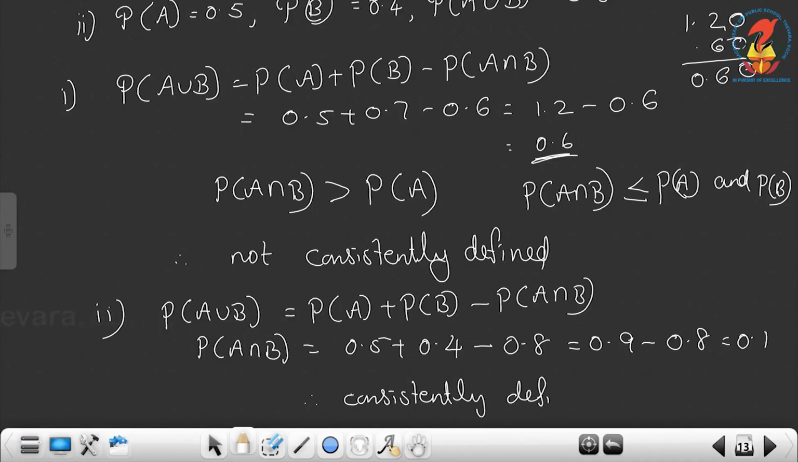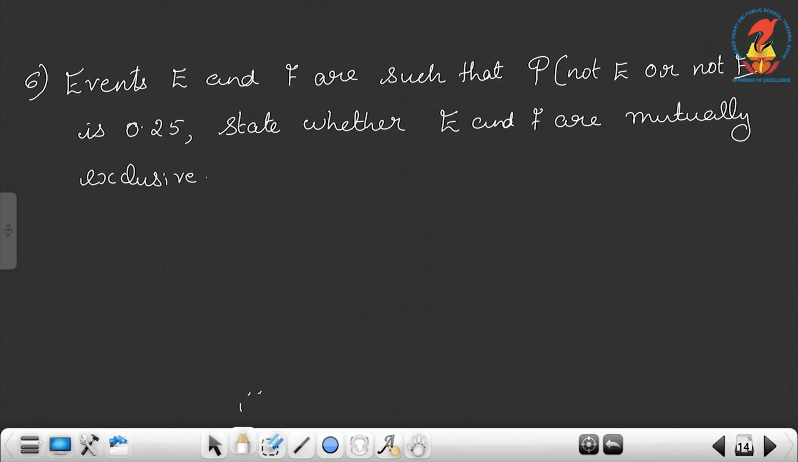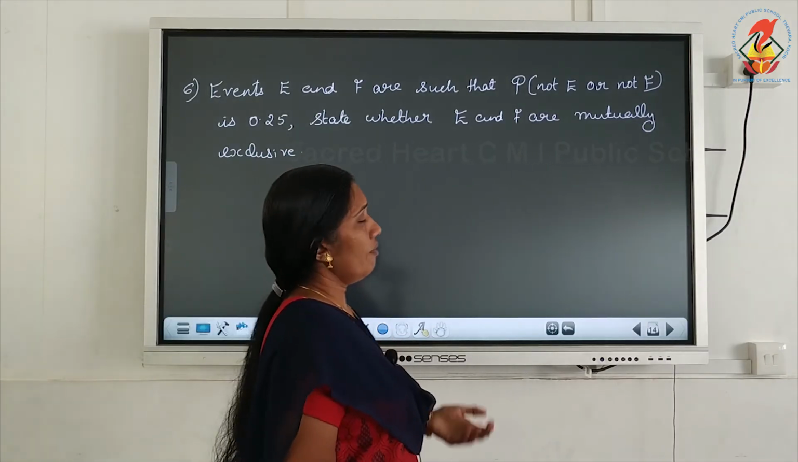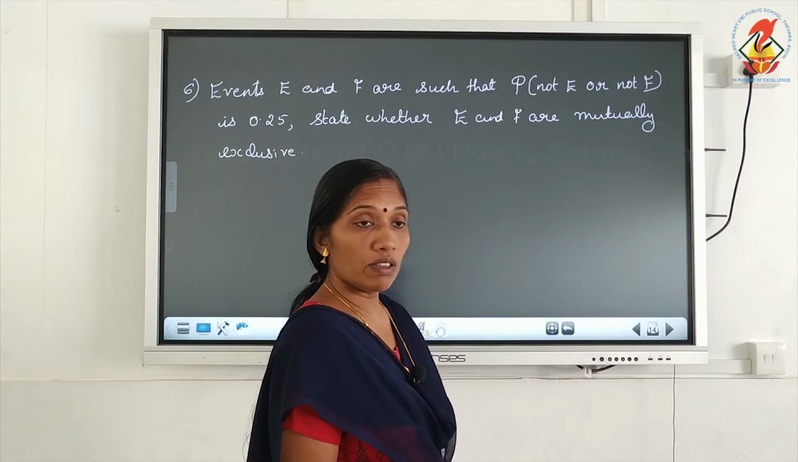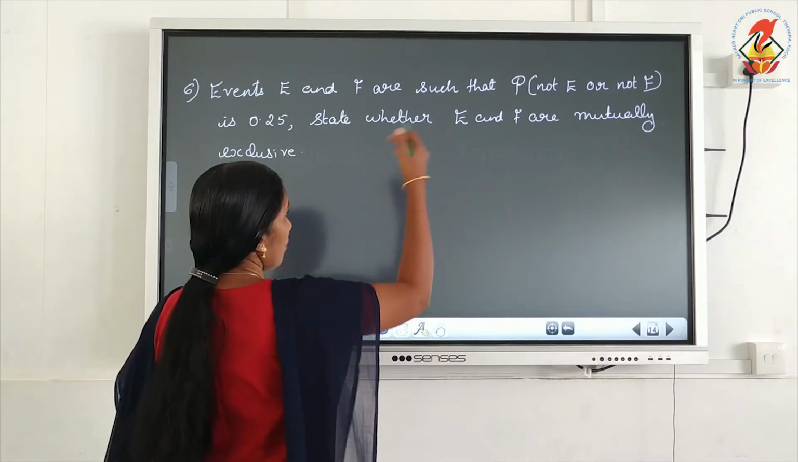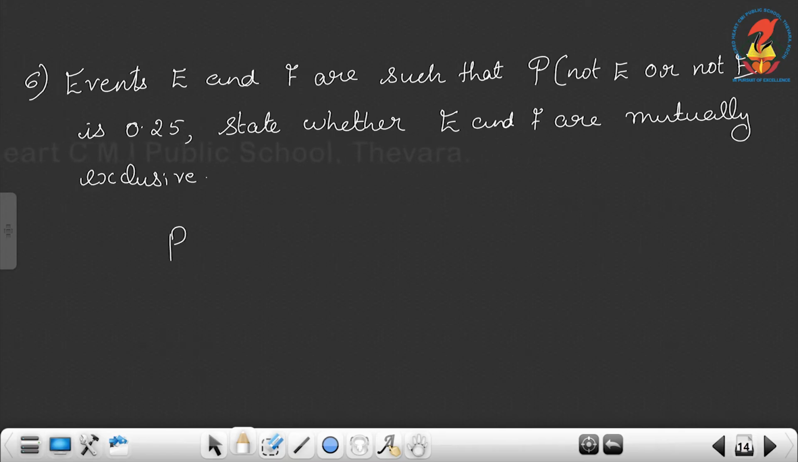Next one. Events E and F are such that P of not E or not F is 0.25. State whether E and F are mutually exclusive. So, for finding whether E and F are mutually exclusive, we have to get E intersection F. So, what is given? From that we can start. P of not E or not F. What is the notation? E complement union F complement.